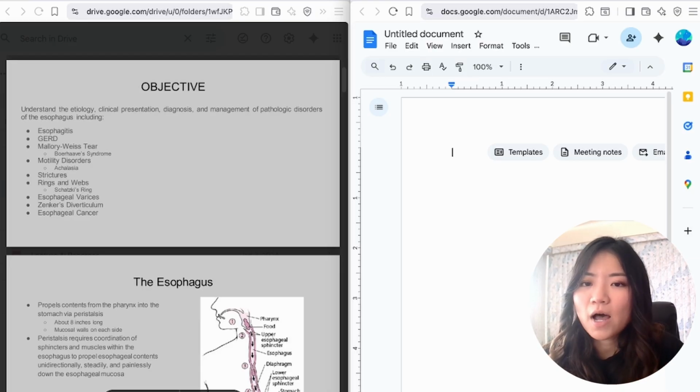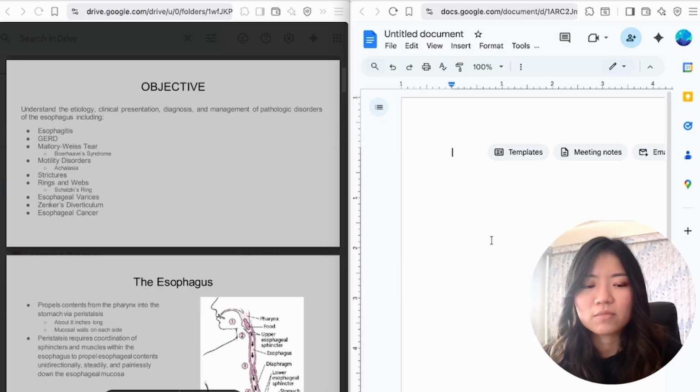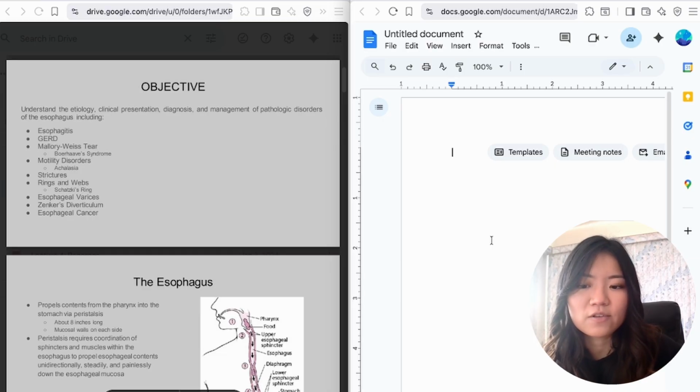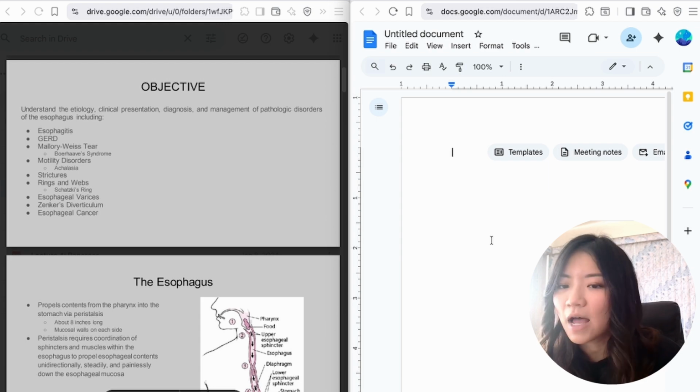I have pulled up a slide set. This is the esophagus, when we were learning GI, so all of the esophagus related conditions and disorders. As you can see, this one is 34 slides long. Obviously there's esophagus, stomach, small bowel, large bowel, all of it. So there were 11 slide decks in total. I would say on average, they were around 25 slides long each. So that, I believe, is 275 slides.